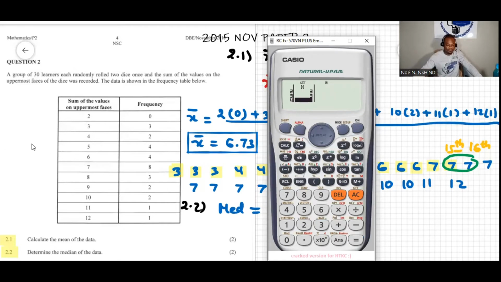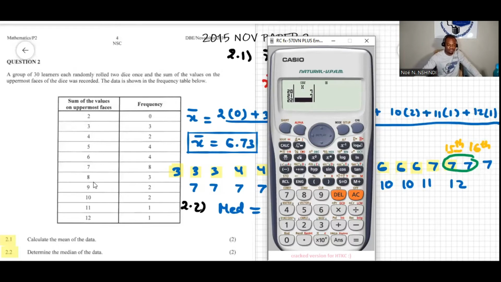Then 4, I can enter 4 twice. Then 5, I'll enter 5 4 times, so it's gonna be like 1, 2, 3, 4, equal. Then 6 4 times also, so 1, 2, 3, 4. And then 7 8 times: 1, 2, 3, 4, 5, 6, 7, 8, equal.